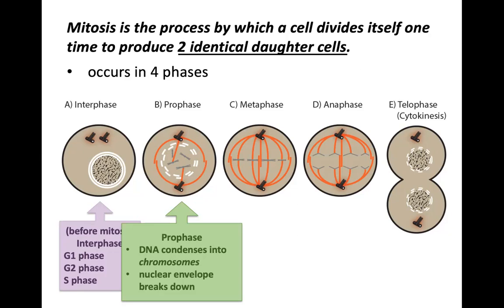Allows things to enter and exit. And it's going to enter and exit through what are known as nuclear pores. Okay? So DNA condenses into chromosomes and the nuclear envelope breaks down.